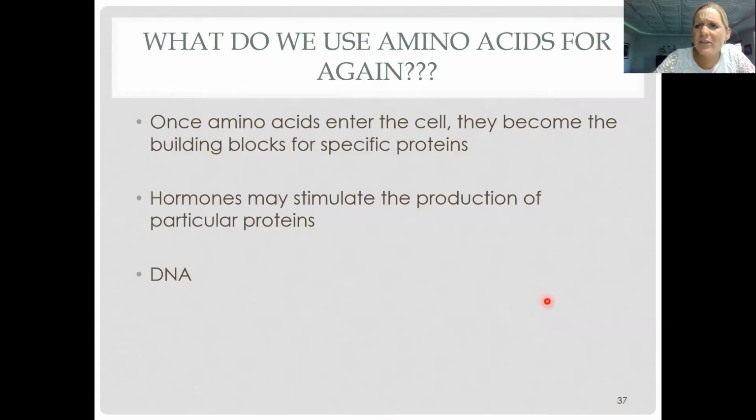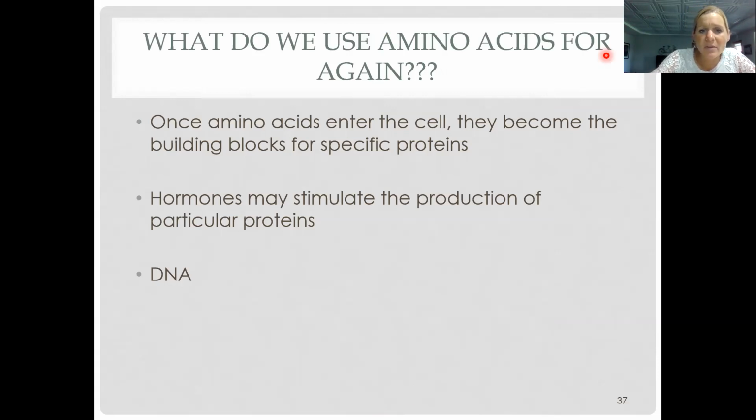So again, we mentioned that protein wasn't really that important for energy metabolism. So what do we need proteins for? What are we using these amino acids for? Once the amino acids enter the cell, they become building blocks for specific proteins. So again, now I have all of these beads available and I can use them to build whatever I might need to build within the body.